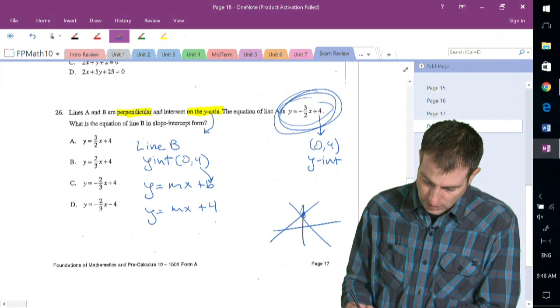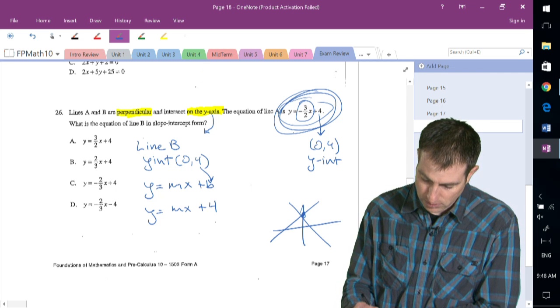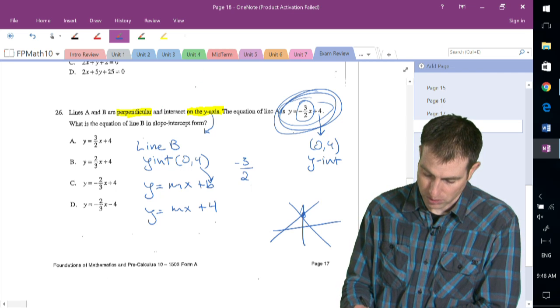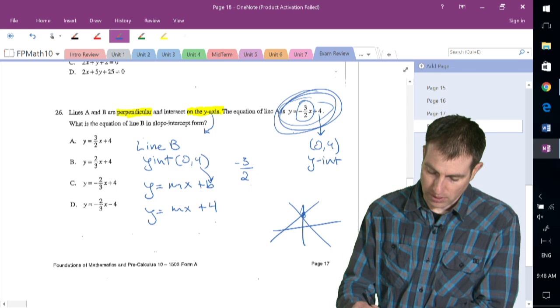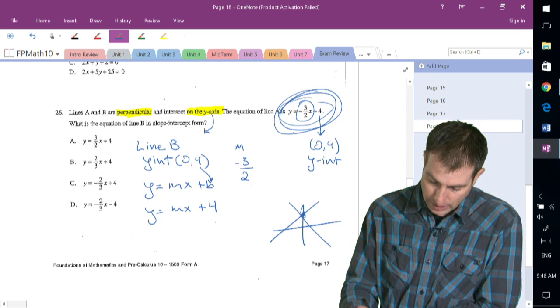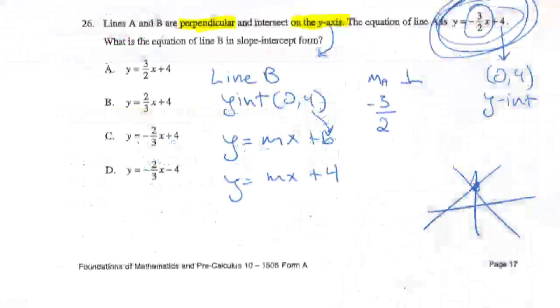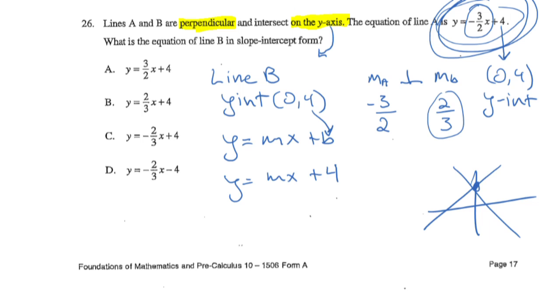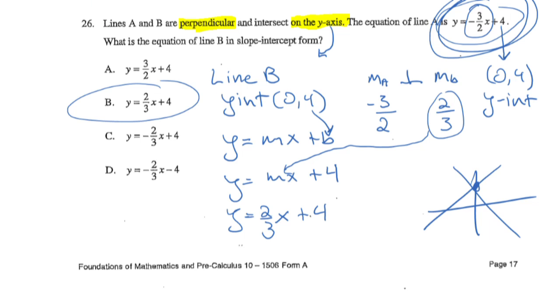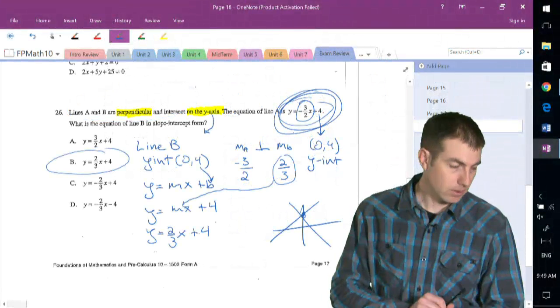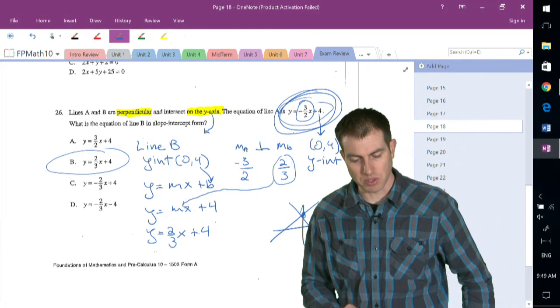The second thing I know is that they're perpendicular, and lines that are perpendicular have negative reciprocal slopes. So that's the fact that you need to remember. This is the slope of line A. If it's perpendicular, the slope of line B is going to be the negative reciprocal. So I'm going to flip it and add a negative sign. It already had a negative sign, so 2 negatives give me a positive. 2 over 3x plus 4. That was a good question. It wasn't as much work as I initially thought it was going to be when I first looked at it.